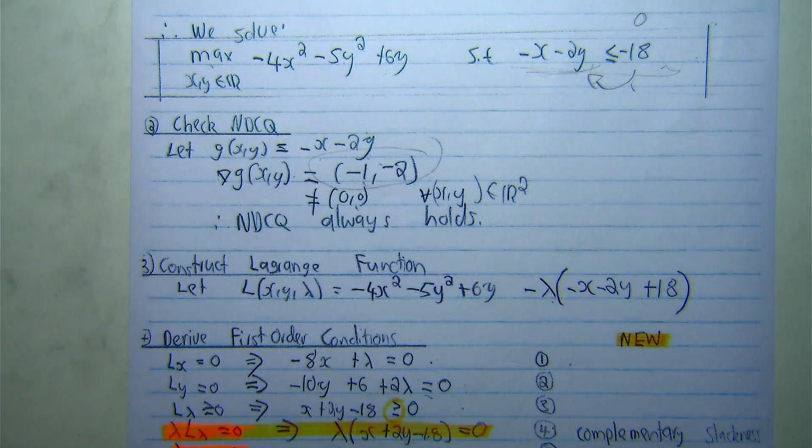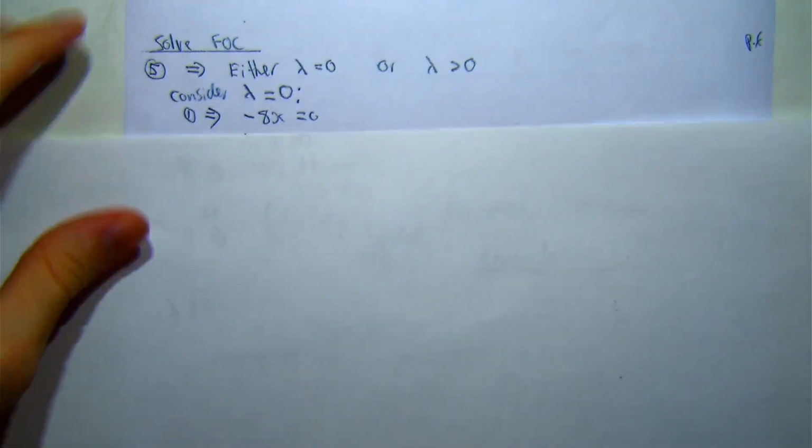Okay, so let's go ahead and do that. Either lambda is equal to 0 or it's positive. Let's consider when lambda is 0 and then see what happens. See if I can keep those first order conditions close by.